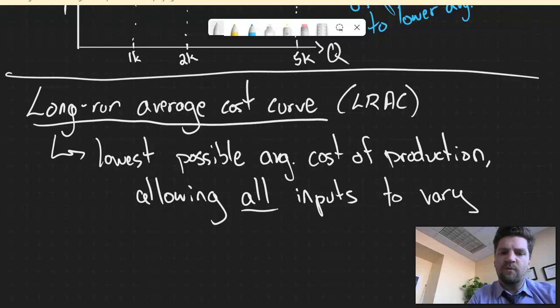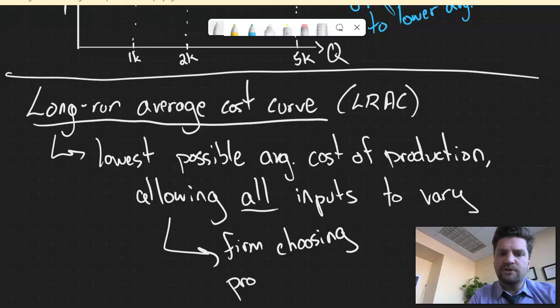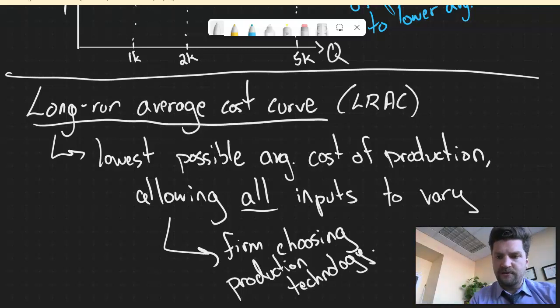And so once again, what does allowing all inputs to vary mean? This means that the firm is choosing its production technology. Okay, we're going to make these cars. How many of the processes are going to be handled by automation and robots, and how many of them are going to be handled by workers? So that's just a simple case of talking about different production technologies.